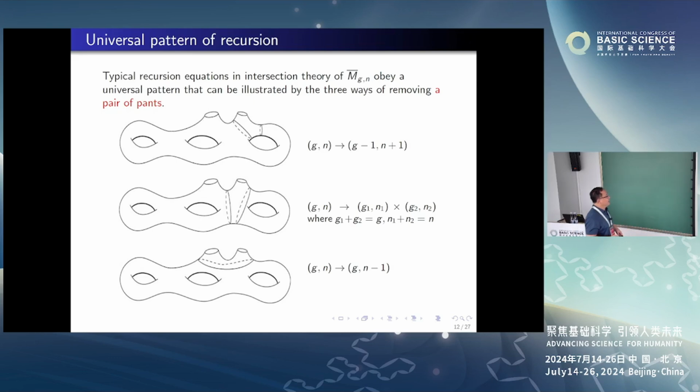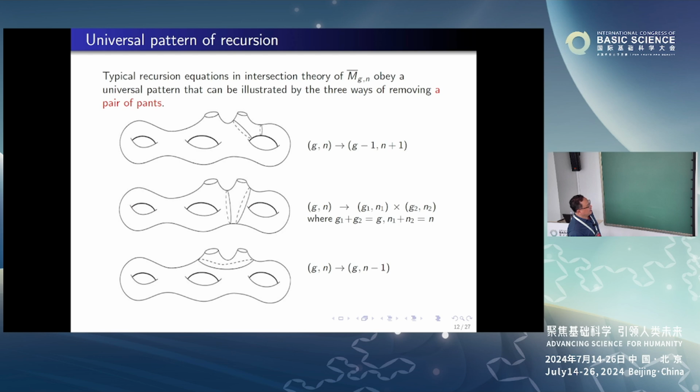As I mentioned, the recursive pattern is built into the moduli space. The typical recursion, this universal pattern, can be illustrated by three ways of removing a pair of points. And of course, this pair of points can be shrunk; you can shrink the boundary into a point. For example, you cut this Riemann surface with two boundaries. You cut it, you get two more boundaries. You cut these two, and you get a lower genus and one actual marked point.